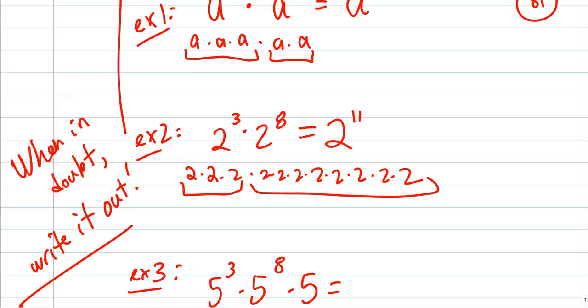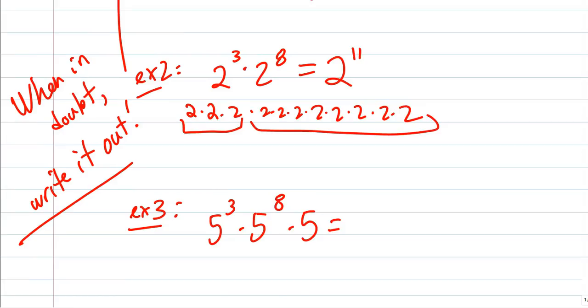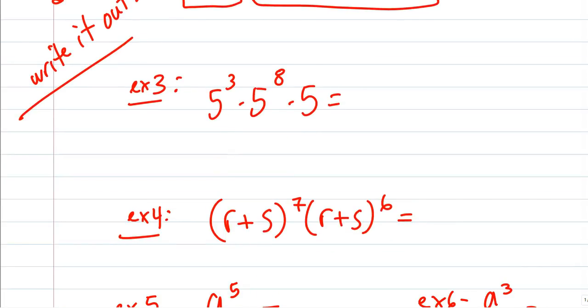Okay? Here's one where I will catch some people. 5 to the 3rd times 5 to the 8th times 5. So he's like, I got this. This is 5 to the 11th. Nope. Well, I just added the 3 and the 8. Shouldn't just do anything. What is 5 to the 3rd? 3 5's times 5 to the 8th.